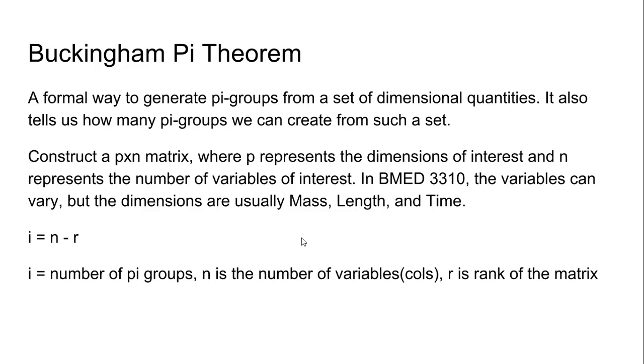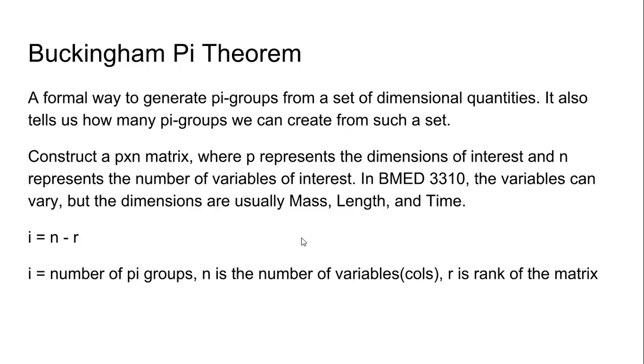So basically, the way this theorem works is you're going to create a matrix. Okay, so it's going to be a P by N matrix. So you're going to have P rows and N columns. And P represents the number of dimensions of interest that you have. And in 3310, we just care about 3 of them. Okay, so we just care about mass, length, and time. So that's going to be the rows that you have.